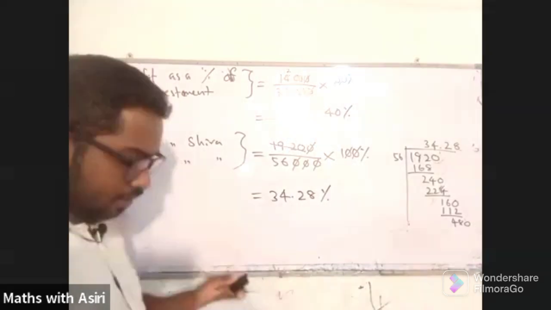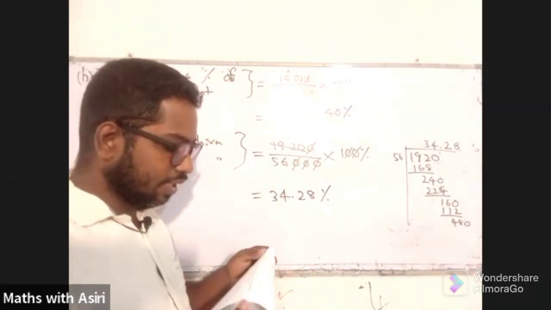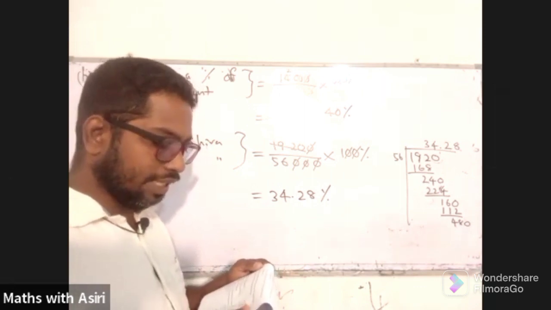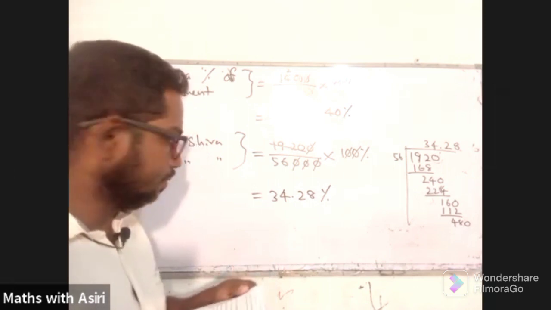34.28%. Yes, part C. Flour and sugar are mixed in the ratio of 6 to 5 and flour and butter are mixed in 4 to 3 to make some seeds. Give the compound ratio between flour, sugar and butter in simplest form.